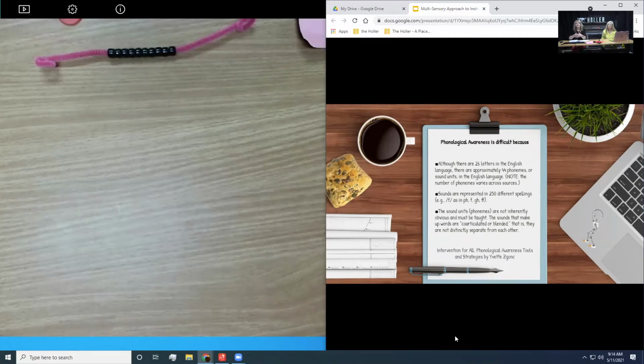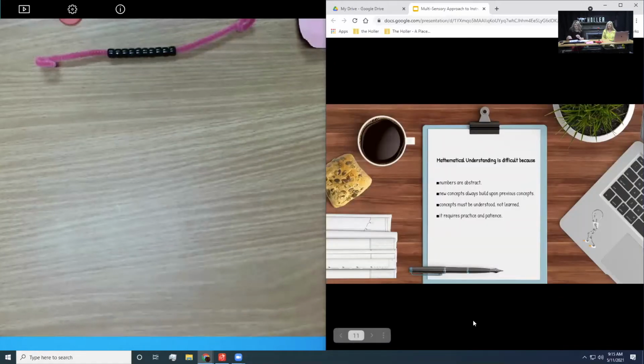And then the sounds, so you have 44 sounds, and those sounds are represented, and get this one, 250 different spellings. Like the example of the F sound. The F sound is represented 4 different ways. It could be spelled PH, F, GH, and FF. And like I said, you can't teach them. Sometimes they're blended together. You don't automate like the TH sound. It's just very difficult.